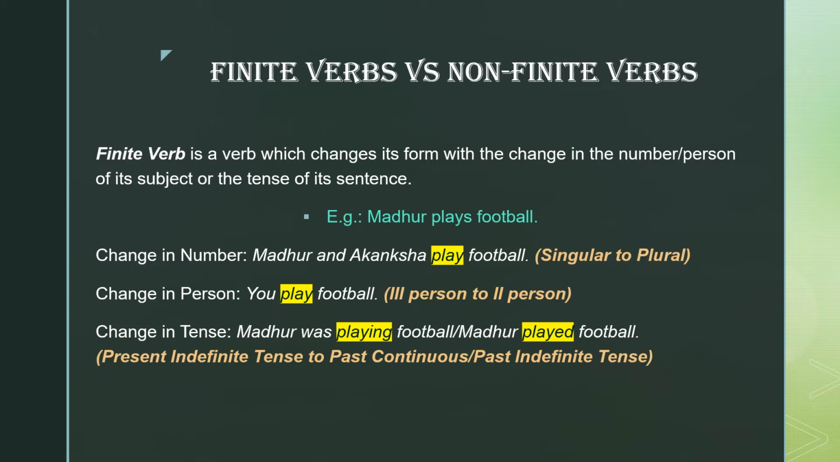Now, to have clarity between the kinds of verbs that we have, a finite verb is that verb which changes its form when you change the number or the person of the subject, or if at all you change the tense of the sentence. For instance, if you read this example, it says Madhur plays football. So what is the verb here? The verb is plays. Madhur plays football.